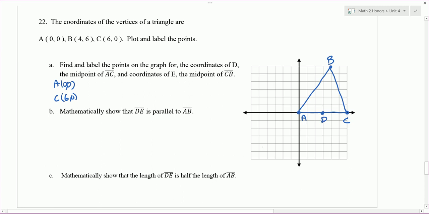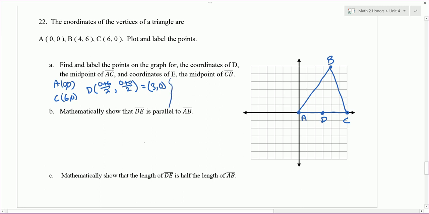Put it there. But you can use the midpoint formula, and it's good to know because sometimes it's not so obvious, where you add the x values together, 0 plus 6, and cut them in half. Add the y values together, 0 plus 0, cut them in half. And so D is going to be (3, 0).